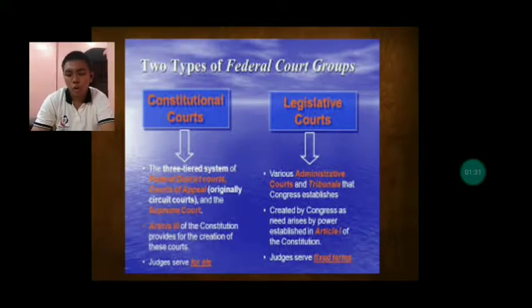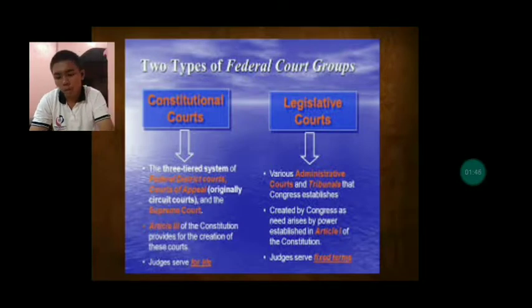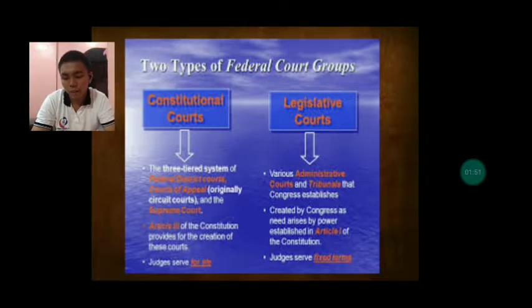A Constitutional Court is a specialized court with jurisdiction over constitutional matters, and a legislative court is a court created by Congress under its implied power. So, ang kalaian nila kay the Constitutional Court has jurisdiction over constitutional matters, and the legislative court is created by Congress under the implied power.